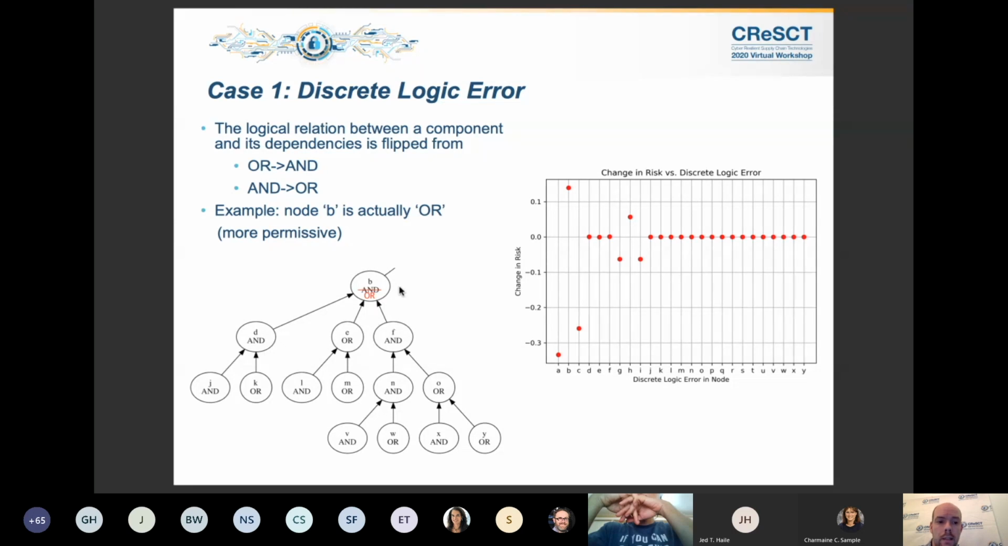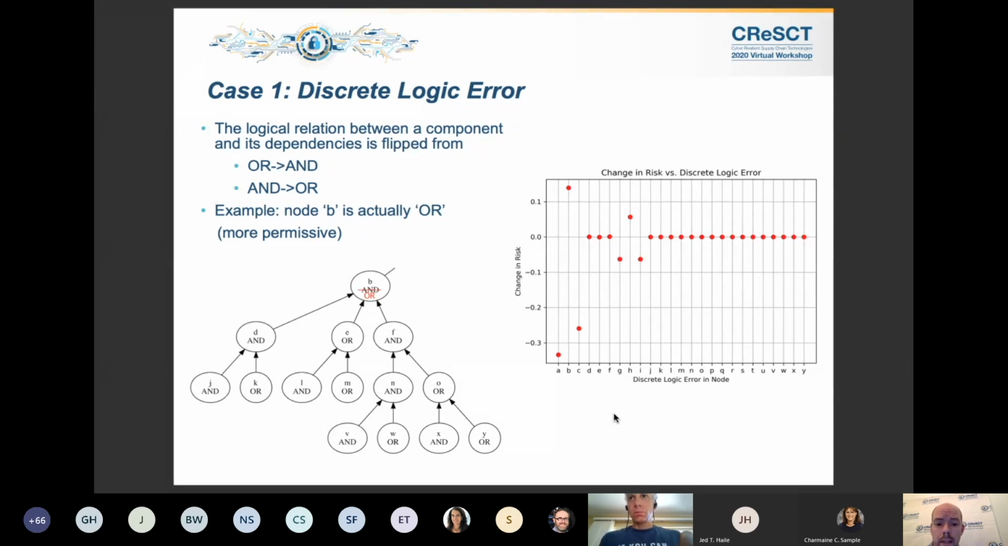What this means in this case is that node B is more vulnerable, it's more permissive. To compromise node B, you only have to compromise one of its dependency paths instead of all of them. Now on the right, we have a chart showing, on the horizontal axis, every node in the system. And the vertical axis shows the change in risk when we apply this kind of error to that node.